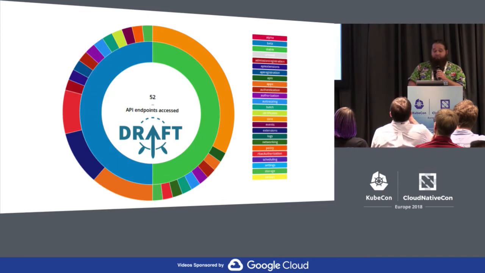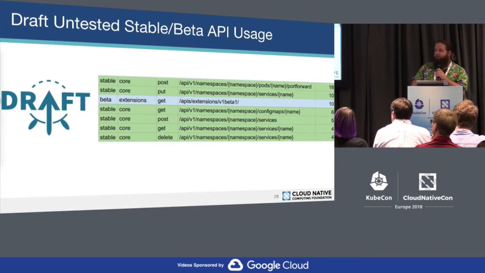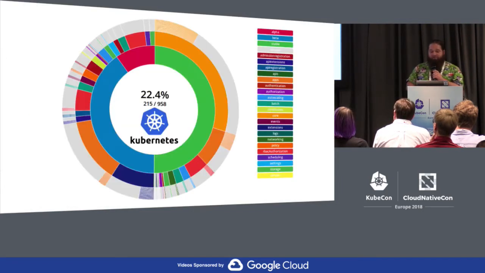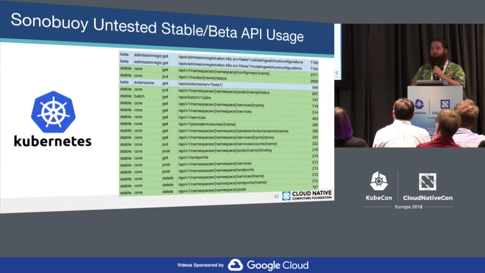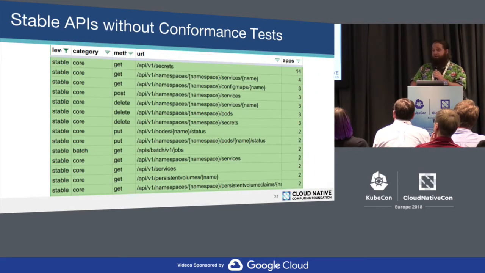Draft was another one we looked at. It's about 50-50. It uses a lot of the apps API group. And here's its prioritized list of what's important to them. This is Sonobuoy. You'll notice the big gray portions there. That's what we're missing. From our perspective, we have slightly different results than Heptio, and we'll figure out why those are different at some point later. There's the whole list for all of our applications. This is the prioritized list for all the applications together. So secrets, service, config map, services, pods, those are all things that we need to prioritize.